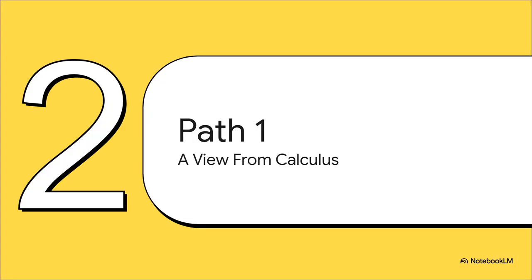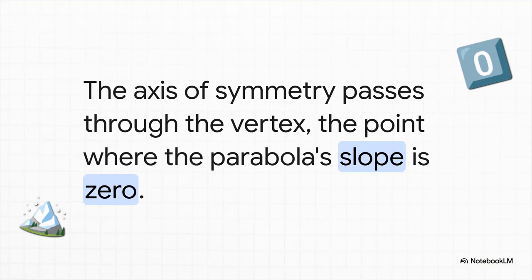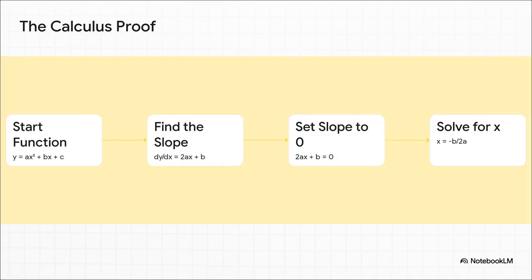I like to think of this as the power tool approach. If you've got a little calculus in your back pocket, this is by far the fastest and most direct way to get our answer. The big idea here is actually really simple. The vertex, right, is the very peak of the hill or the bottom of the valley. It's the one and only spot on that whole curve where, for just a split second, the slope is perfectly flat. It's 0. And since calculus is basically the science of slopes, we can use it to pinpoint that exact spot.